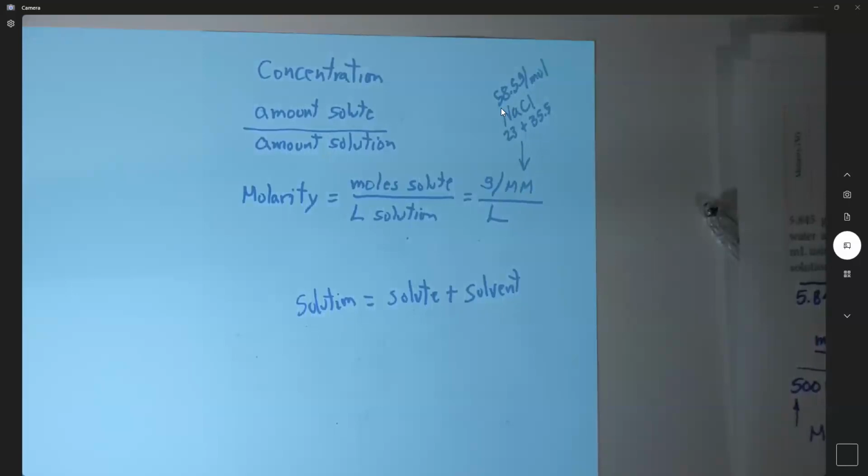For example, for sodium chloride, the mass of 1 mole of sodium is 23, and the mass of 1 mole of chlorine is 35.5 grams per mole. Then the molar mass of sodium chloride is 23 plus 35.5, that is 58.5 grams per mole.